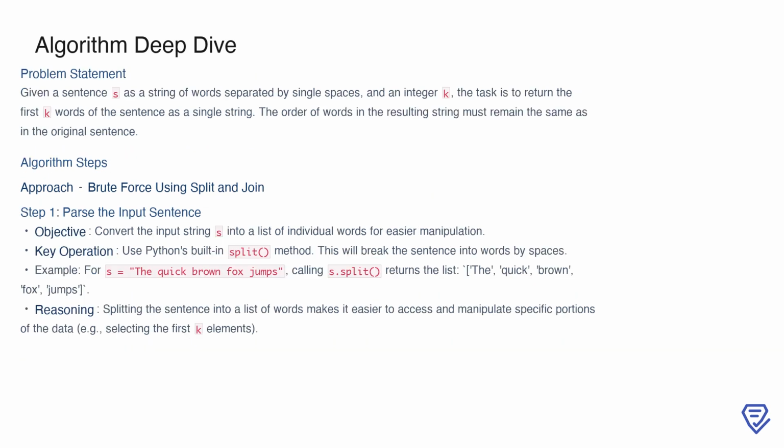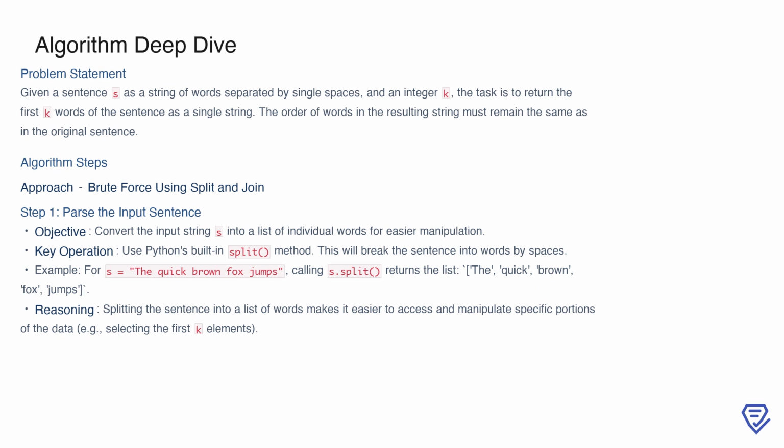Let's begin by understanding the problem. We are given a sentence S, which is a string of words separated by single spaces, and an integer k. The goal is to return the first k words of the sentence as a single string, preserving the order of words as they appear in S. To achieve this, we can use a brute force approach that leverages Python's built-in split and join methods.